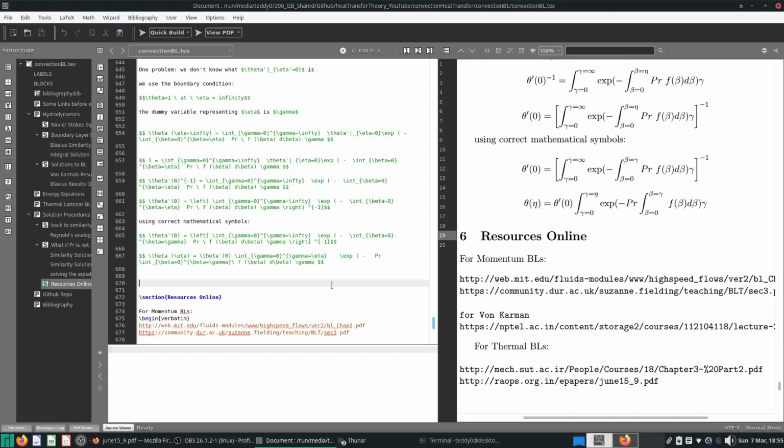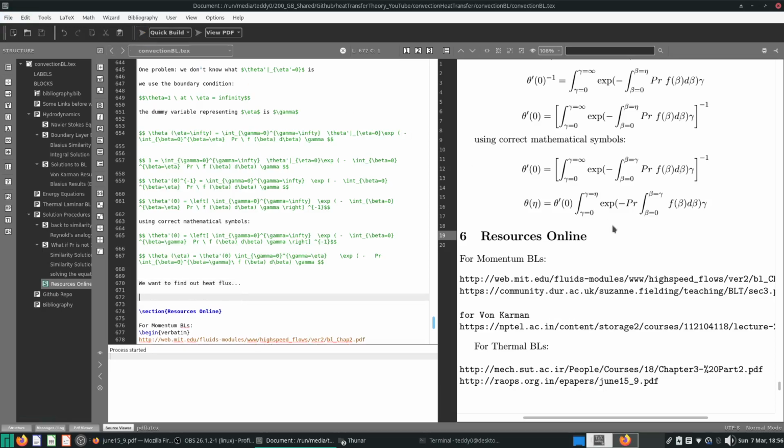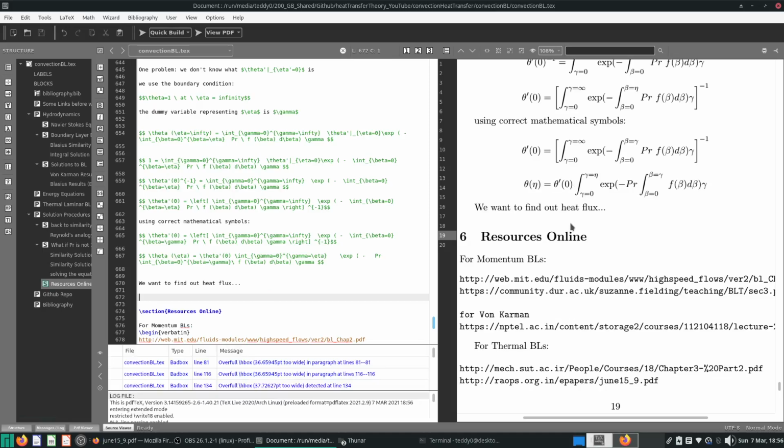So moving on, we just found out how to do this integration with this temperature profile. Now, of course, the most important thing we actually want to find out is the heat flux. The key to finding the heat flux is of course this theta prime 0. The temperature profile is interesting, but it's not as important as the heat flux.